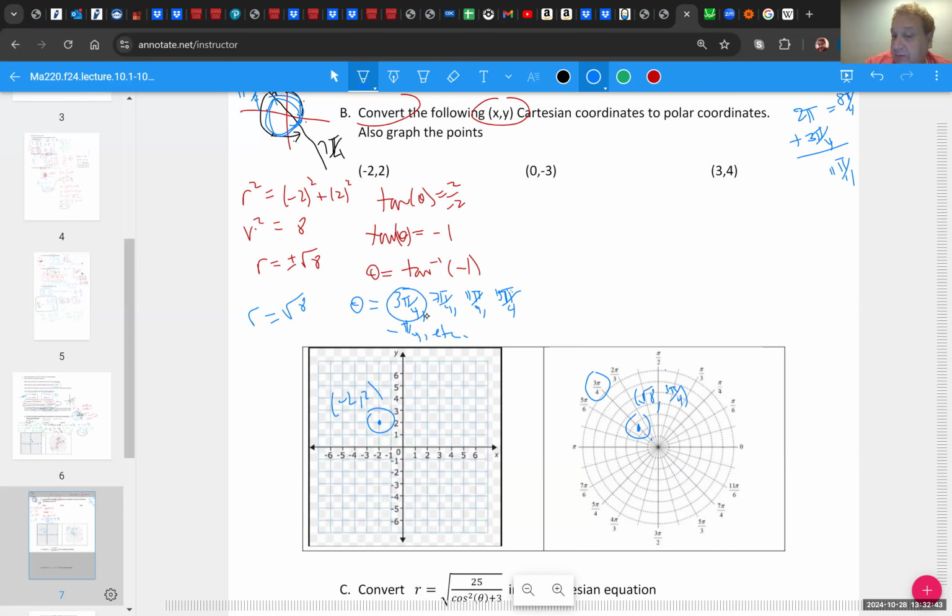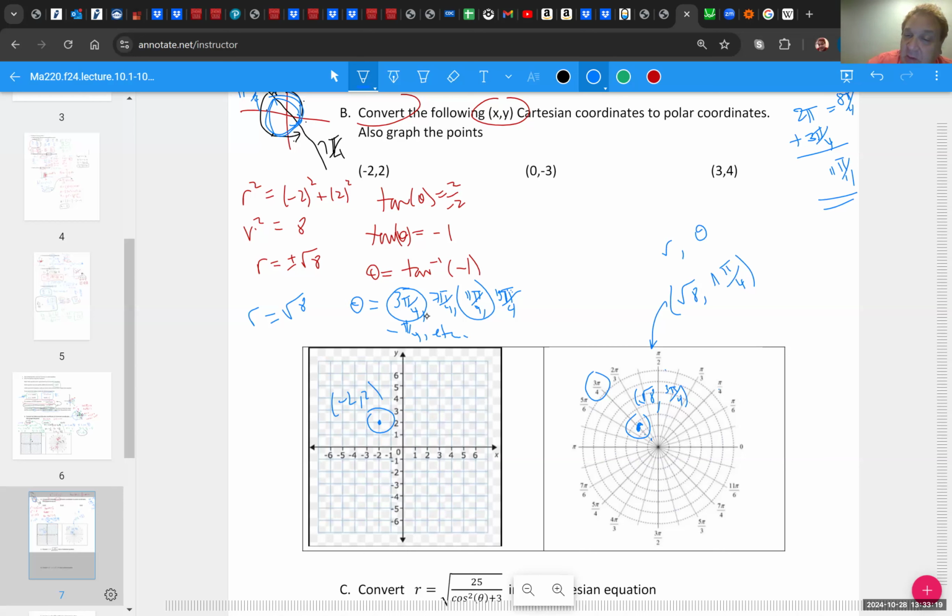Now, I just want to emphasize that there's more than one correct answer for this. For this one, we could have gone around the circle again. So the same square root of 8 for r, but going around and again 3 pi over 4, that would be our 11 pi over 4. So that's the one we got over here. We went 2 pi plus another 3 pi over 4. So that would be 11 pi over 4. That's also a correct r, theta value that lands exactly at this point right here, which corresponds to -2, 2.